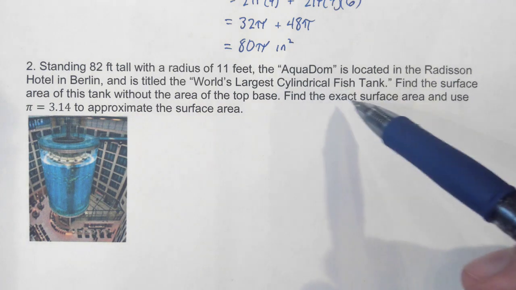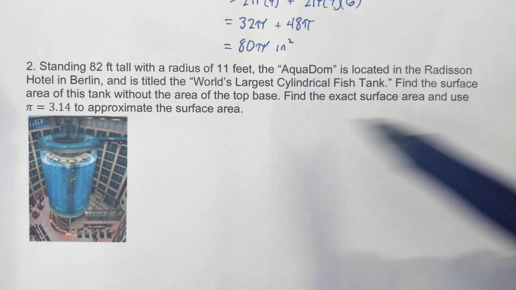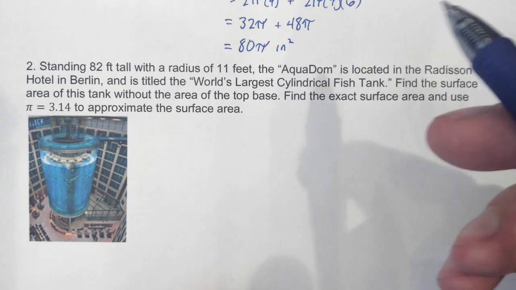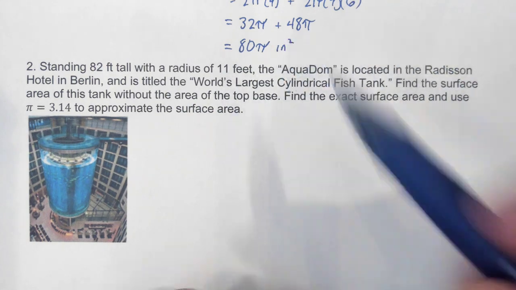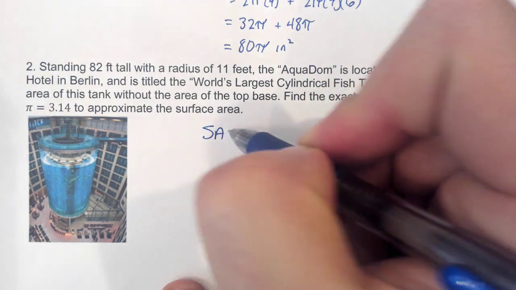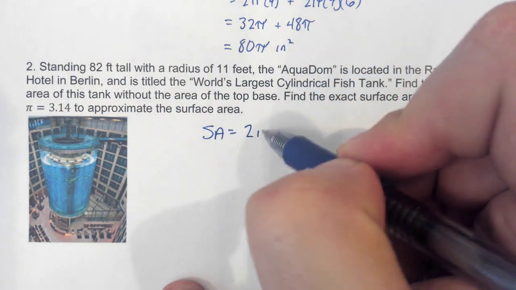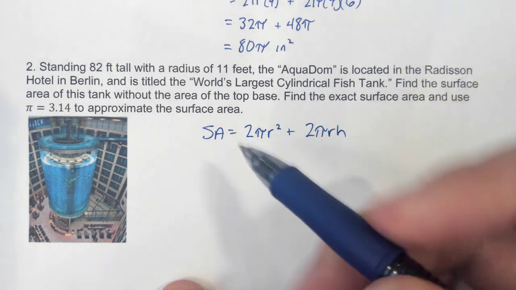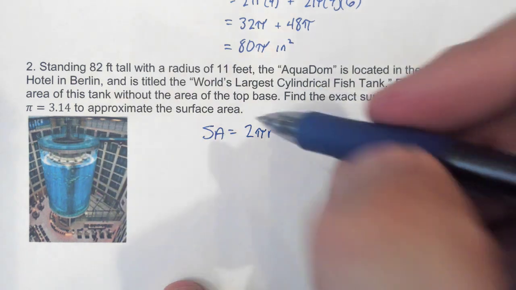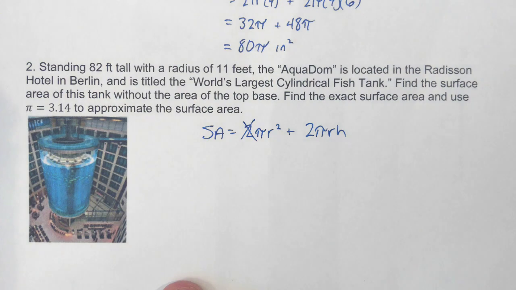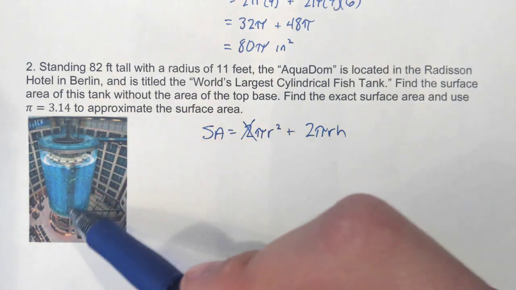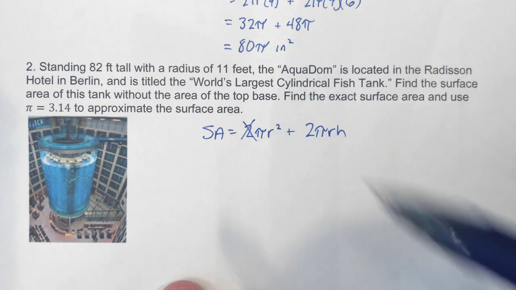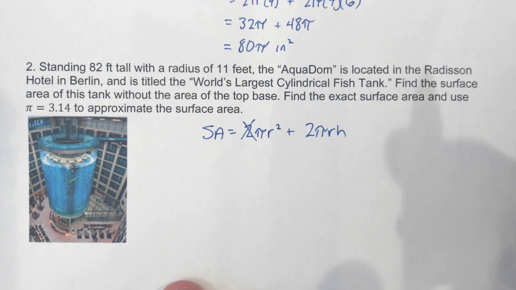All right, it says find the exact surface area, and then also plug in pi to be 3.14 to approximate that surface area. Okay, so if we're finding it without a top, our formula normally is 2 pi r squared plus 2 pi r h. Well, there's not a top on it anymore, so we're not going to be using that 2 because there's not 2 tops and bottoms. There's just the bottom on this one. So it's going to be pi r squared plus 2 pi r h.